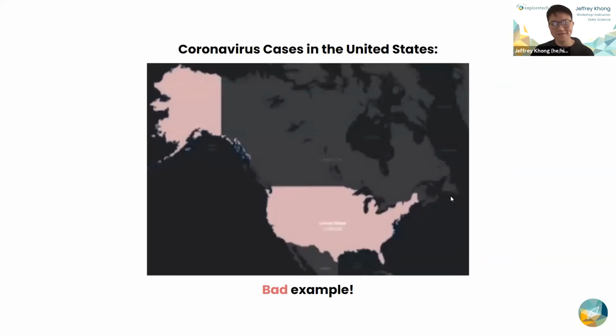So here, I'll give a bad example first. Let's say we want to look at coronavirus cases in the U.S. And I gave you a graph like this. Why is this a bad example? Does anyone want to shout out?